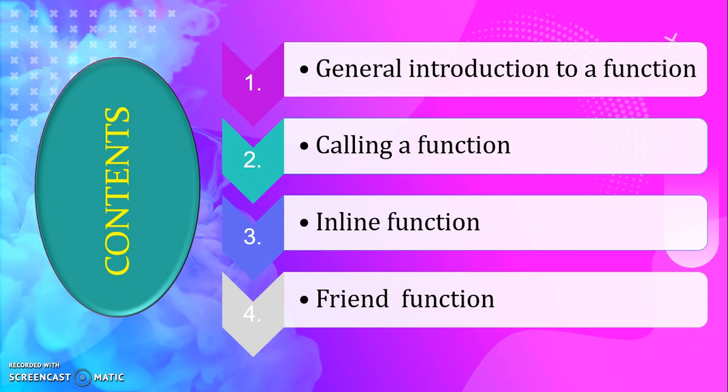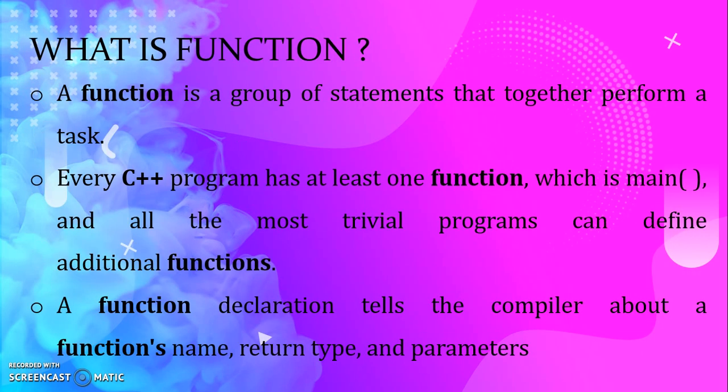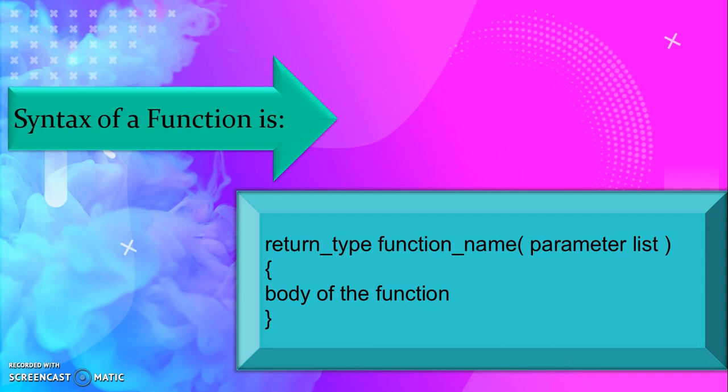Contains general introduction to a function, calling a function, inline function and friend function. What is a function? A function is a group of statements that together performs a task. Every C++ program has at least one function, which is main, and all the most trivial programs can define additional functions. A function declaration tells the compiler about a function name, return type, and parameters. Syntax of function: return type, function name, parameter list, function body.